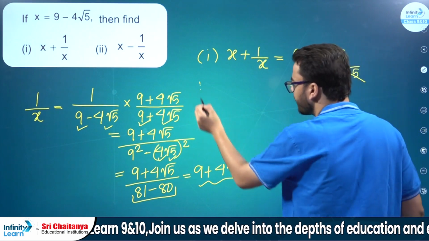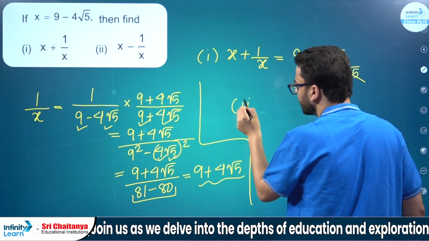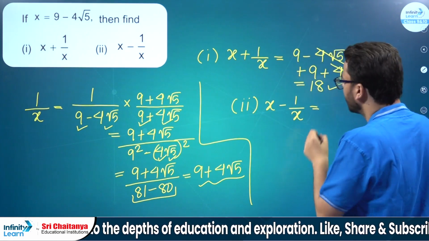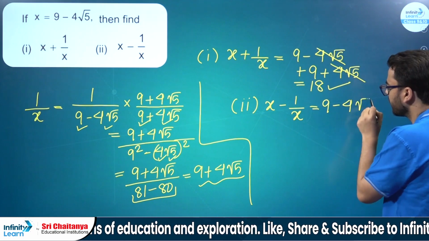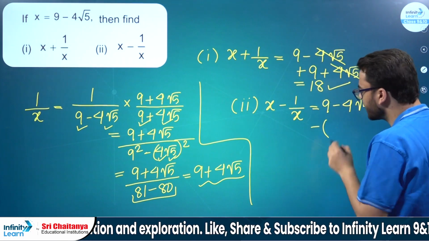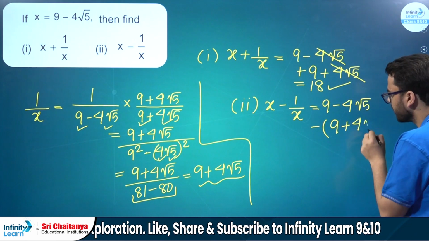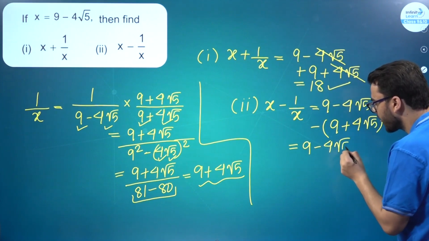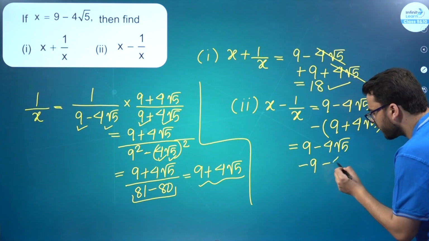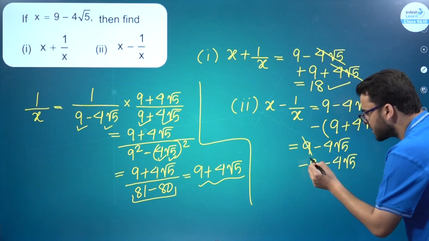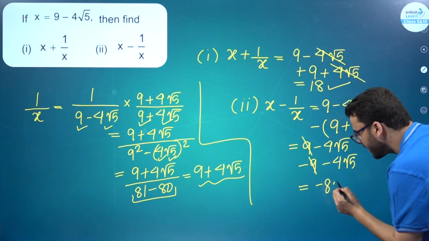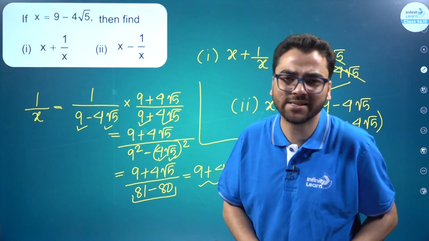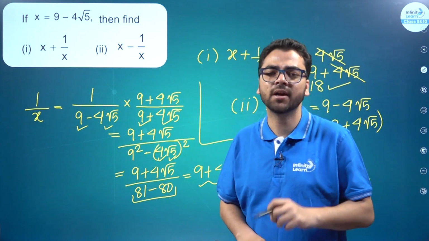In the same manner, we can find the value of x minus 1 by x. So x over here is equal to what? 9 minus 4 root 5 minus 1 by x over here is what? 9 plus 4 root 5. So let's simplify that thing. 9 minus 4 root 5 minus 9 minus 4 root 5. So that will be cancelled over here. That is nothing but minus 8 root 5. So that was again one of the very common examples in which you have to rationalize the denominator so as to get the answer.